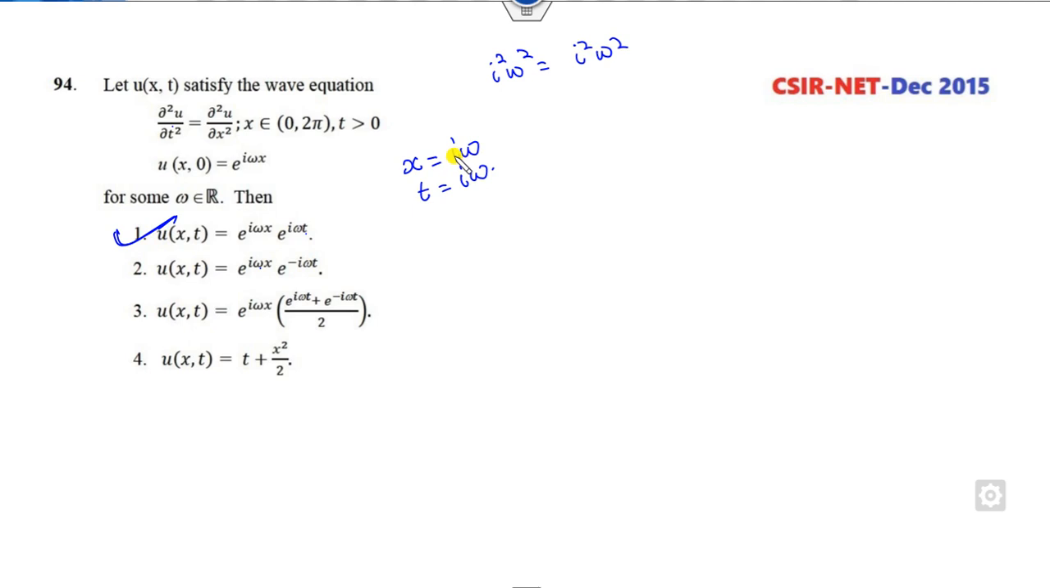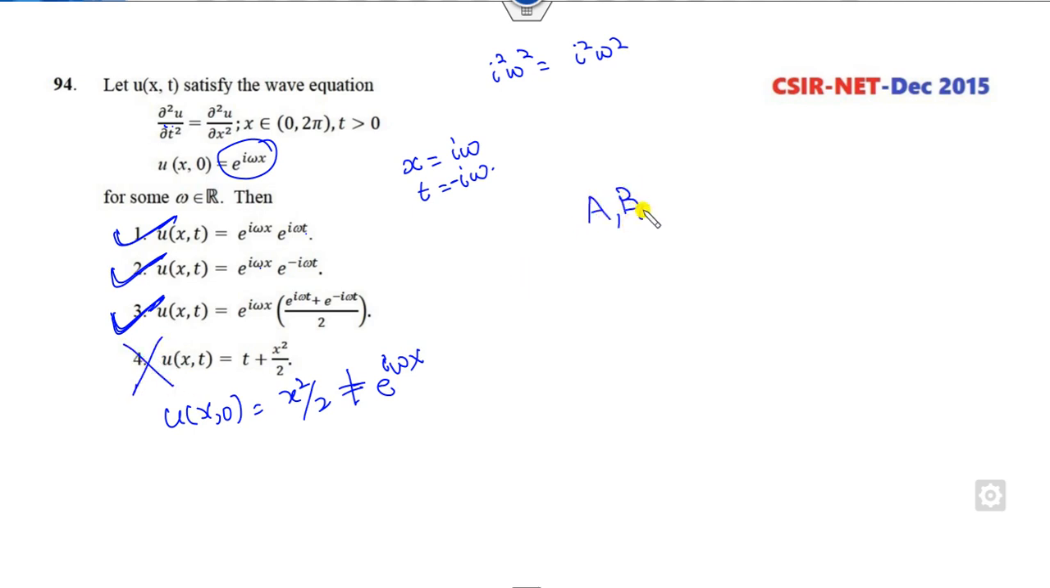This is iota, this is minus, but due to the square, this is no problem. This is satisfied. You can see this is a linear combination of them, so this is satisfied. But this does not satisfy here. When x is 0, what will happen? It is x square by 2, which is not equal to e raised to power. So this option is cancelled. A, B and C are my correct options.